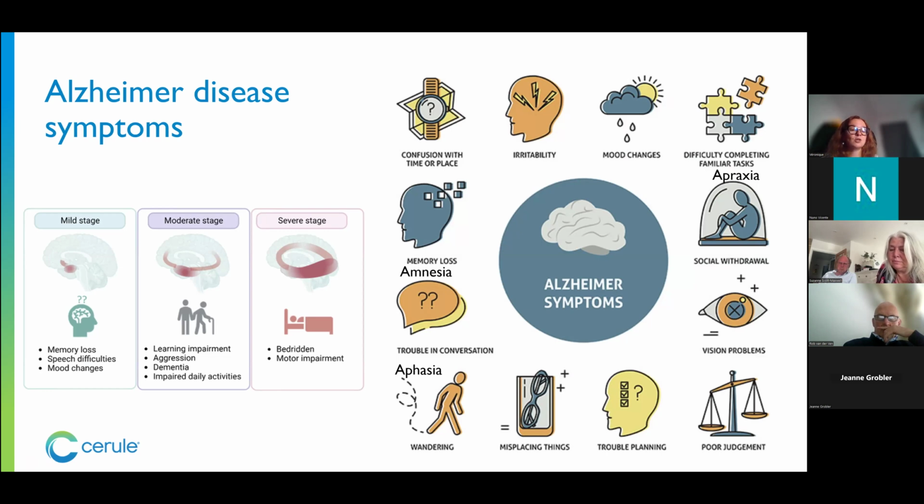In the mild stage, we have memory loss, speech difficulties, and mood change. With the evolution of the pathology, in the moderate stage, we start to have learning impairment, aggression, and dementia, and an impairment of daily activities. And in the severe stage, we have patients that are really bedridden with motor impairments.